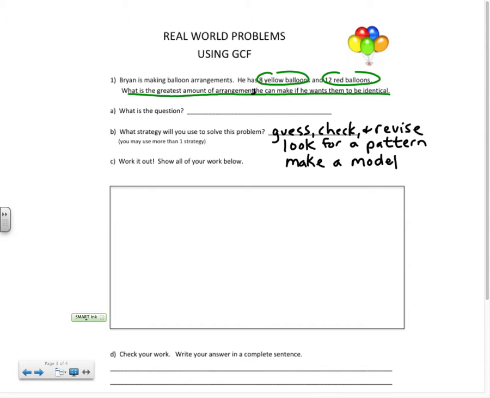Part C says work it out. Show all of your work below. I like to go back up to the problem, reread it, and jot down the information that I know for sure. So what do I know? I know he has 8 yellow balloons. And I know he has 12 red balloons. And again, I want to make sure I understand the question. What's the greatest amount of arrangements he can make if he wants them to be identical?